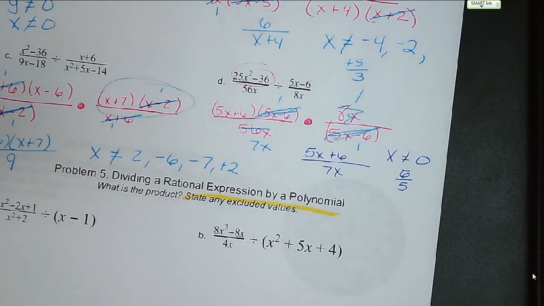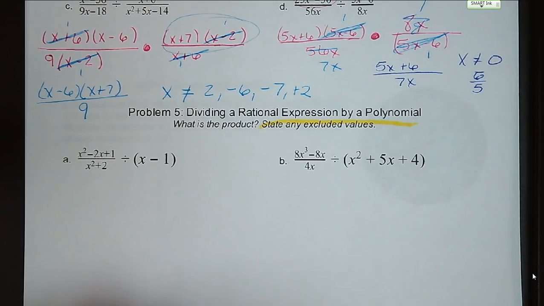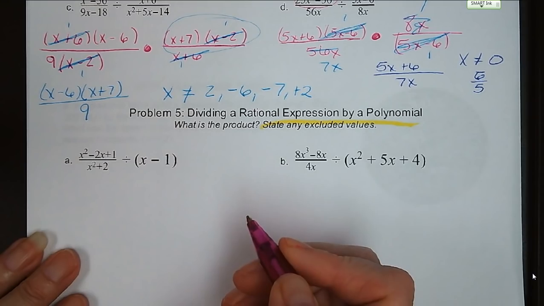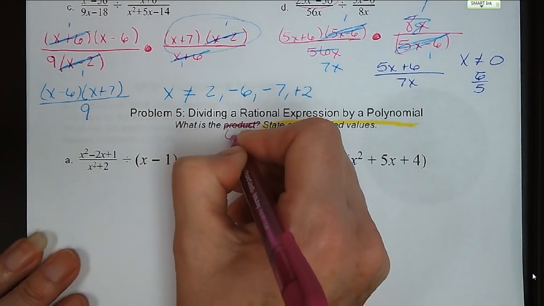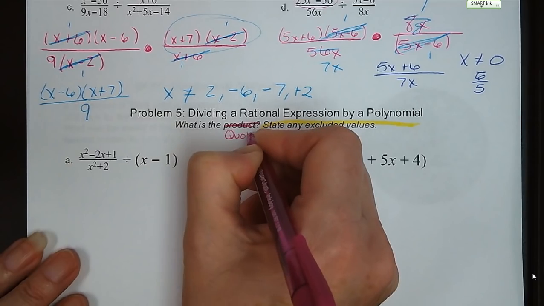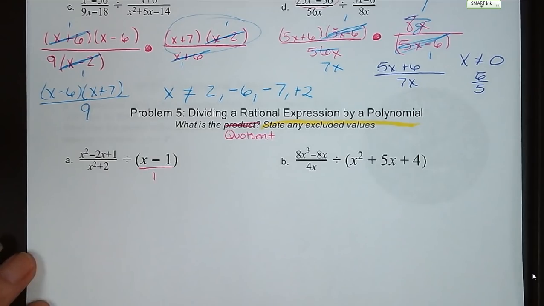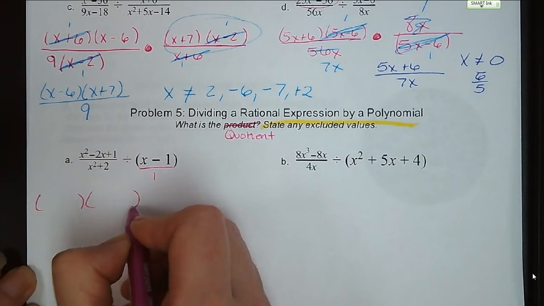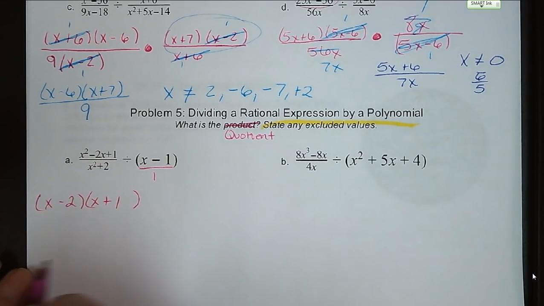Okay. Problem number 5, dividing a rational expression by a polynomial. We want to know what is the quotient, not product, and state any excluded values. So, remember, polynomials are just over 1. So we have x squared minus 2x plus 1. So that'll be x minus 1, x minus 1.